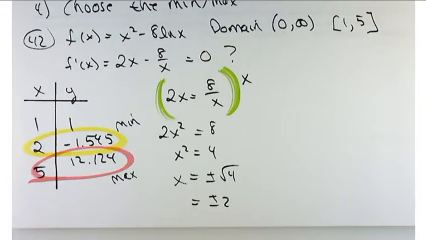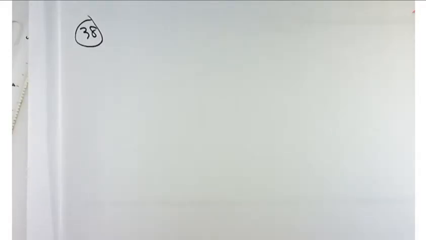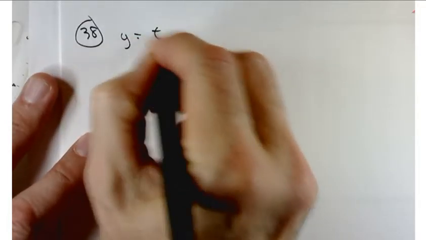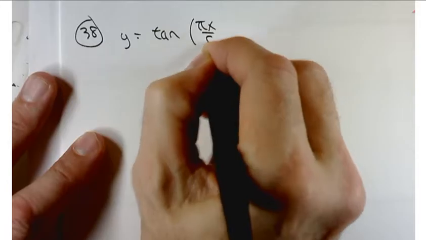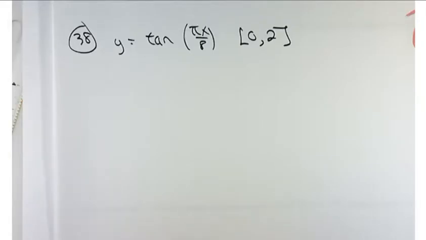Let's take a look at problem number 38. So y equals a tangent of pi x over 8. And this time we're working on the interval 0 to 2. Now on your handout, I've got this drawn over the interval 0 to 2 pi. The reason for that is I want us to think about the domain just a little bit and then be able to kind of confirm our results. Let's again go back and think about the domain.